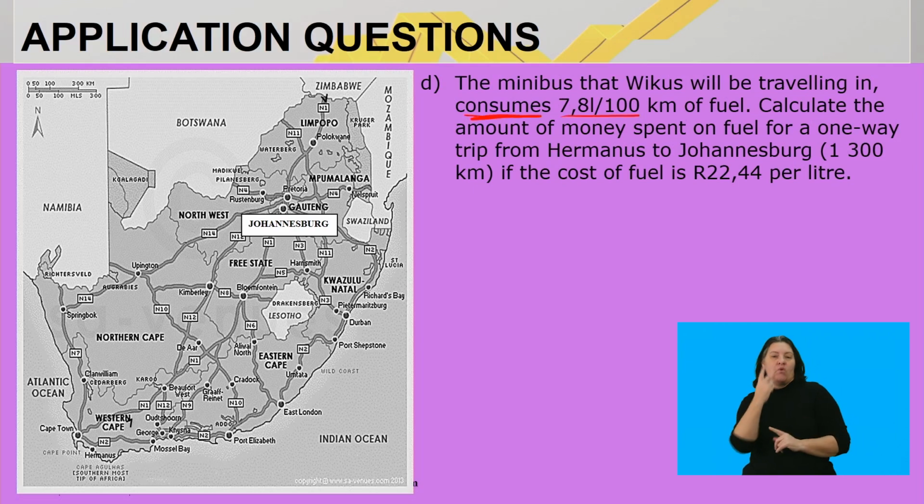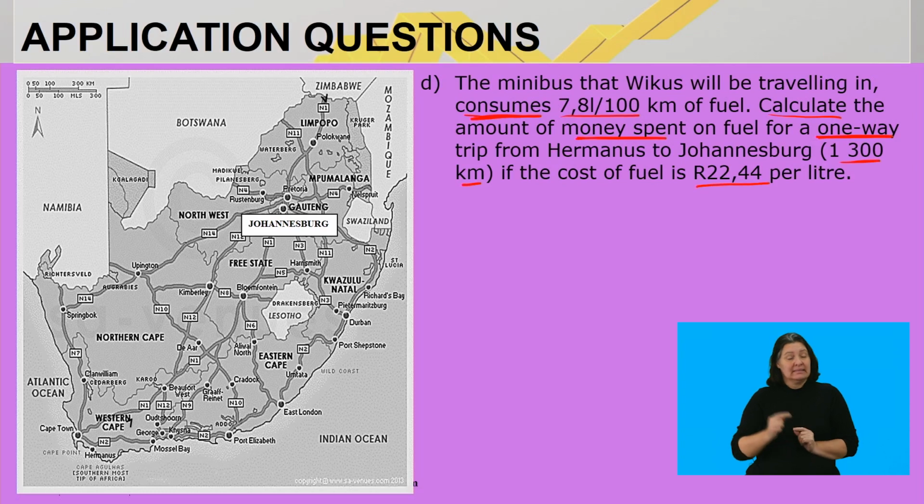What is it that we need to calculate? Calculate the amount of money spent on fuel. Important to note, this is only for a one-way trip from Hermanus to Johannesburg, so we know that's the total distance as well. If the cost of fuel is 22 rand and 44 cents per liter. So we have everything we need to answer this question. Okay, so I'll start by indicating my distance. So this is 1,300 kilometers.